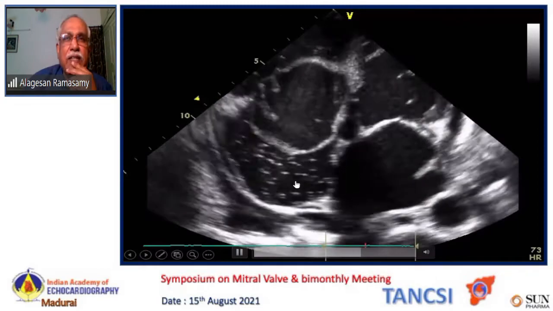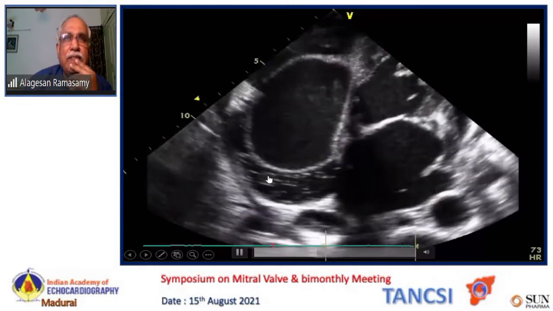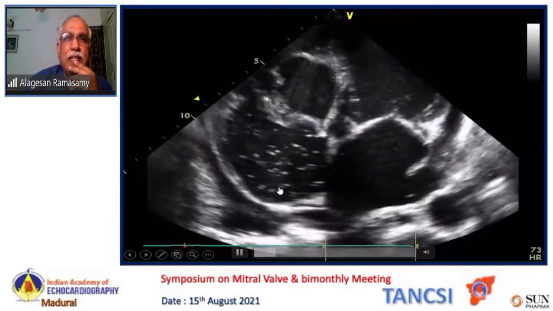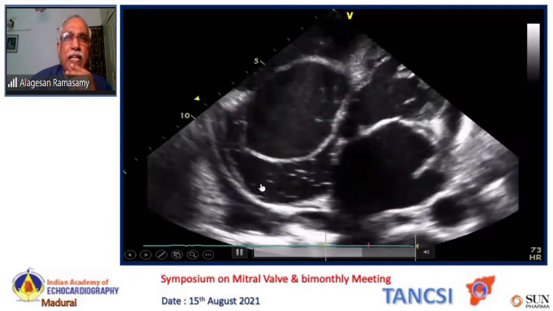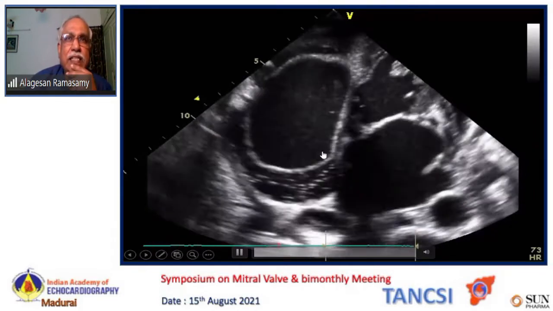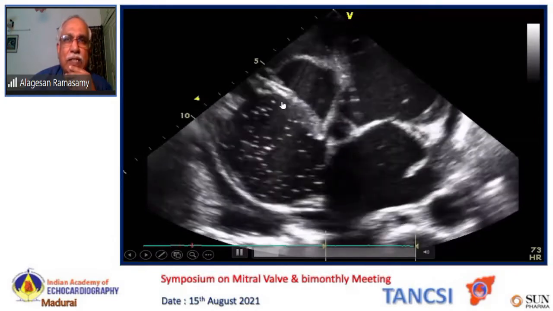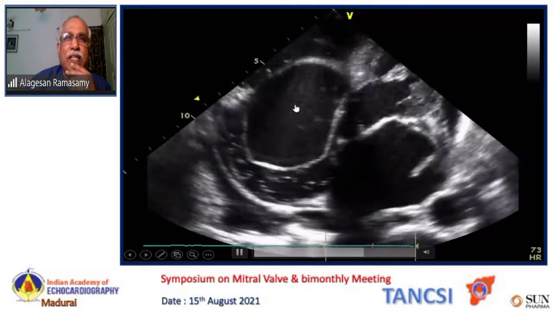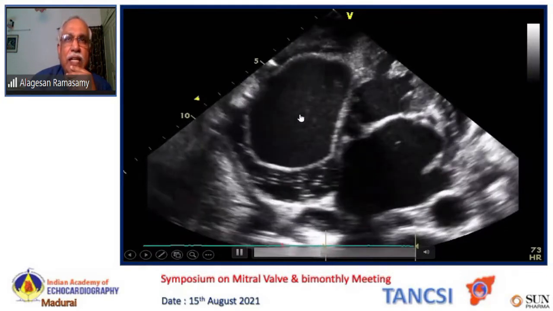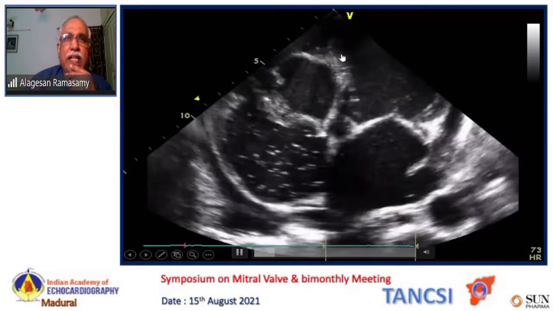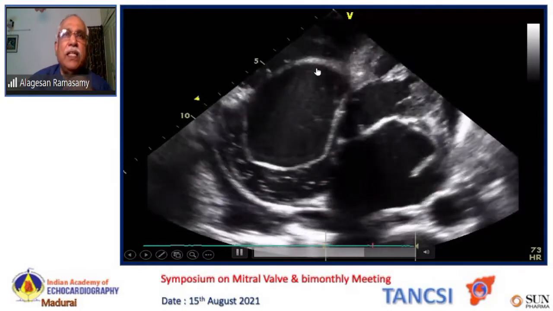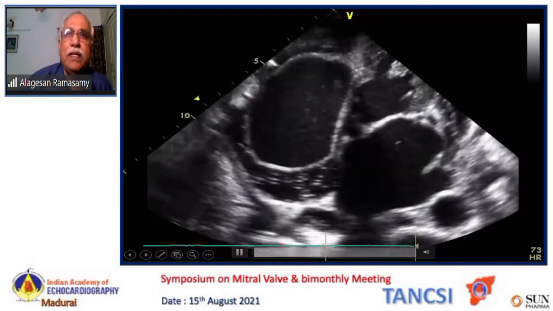And we did a contrast echo. Actually, we did it in person. Here you can see the contrast filling the right atrium and the right ventricle. This chamber, which was an extension from the left ventricle, was not filled, indicating that it was not connecting with the right atrium or right ventricle through any opening.